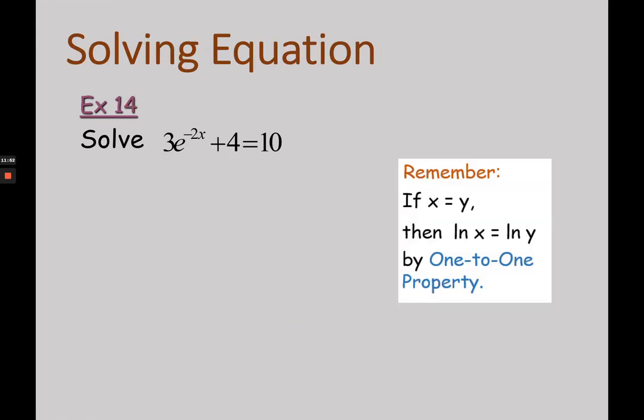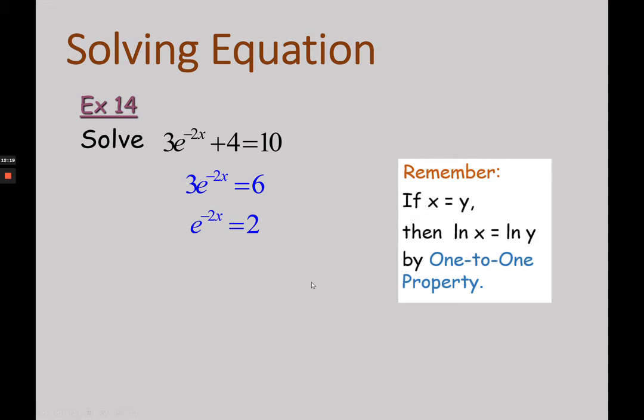Let's try another. Here, we need to apply some properties of equality. We need to take out 4 here by subtraction. Subtract both sides by 4, 10 becomes 6, 4 cancels out. Now we can divide both sides by 3. 6 becomes 2. What is left here is e raised to negative 2x.